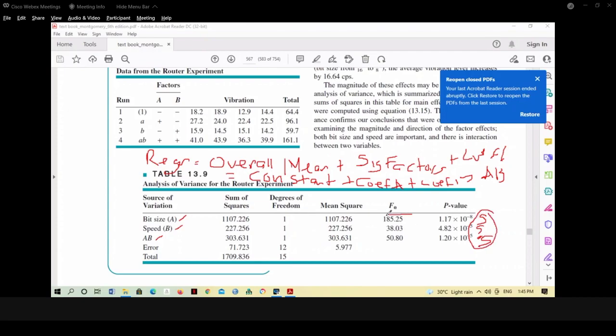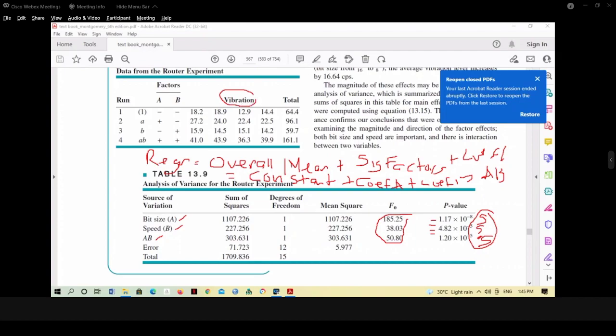You look at this, very big. Or here, almost zero, 10 to the minus 8, minus 5, all almost zero. That means significant at any alpha. So factor A, factor B, and the AB interaction are all significant, affecting the vibration response.